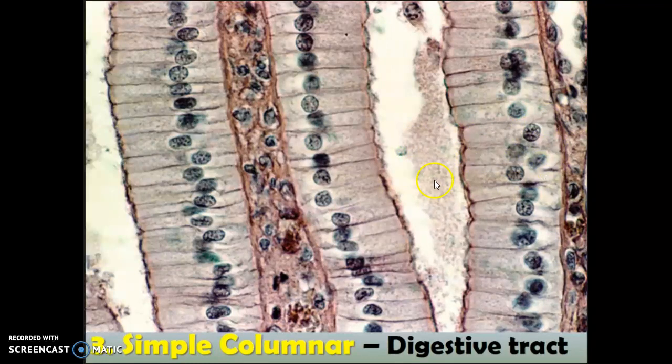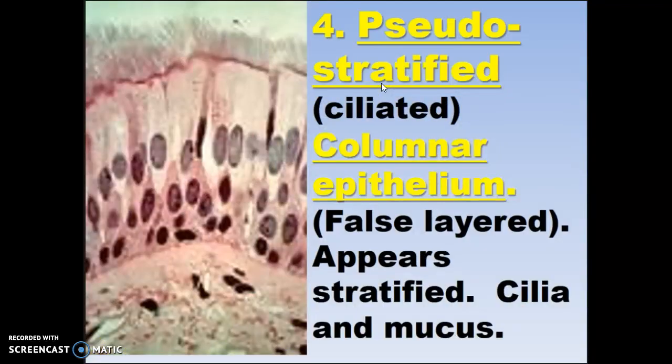So simple columnar, you can see really easy. Again, the nuclei all line up. Very easy to see it's one layer of columns. This next one, you see nuclei up here, nuclei down there, nuclei down there. It's up and down. And you also see a bunch of cilia on top of it too. Because it looks stratified, looks layered, looks like there's a layer, a layer, a layer, it's really one long column next to a long columnar cell, next to a long columnar cell.